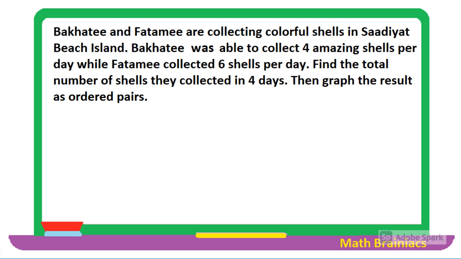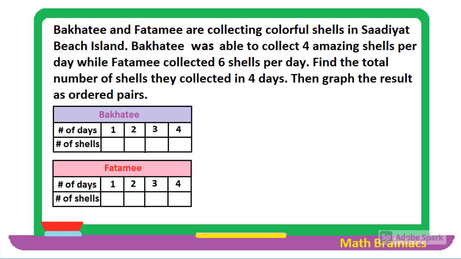Let us work on another example so that you can understand it well. Pakati and Fatami are collecting colorful shells in Saadiyat Beach Island. Pakati was able to collect 4 shells per day, while Fatami collected 6 shells per day. Find the total number of shells they collected in 4 days. Then graph the result as ordered pairs. Let us make a table for Pakati and Fatami. We're going to place the number of days and the number of shells.